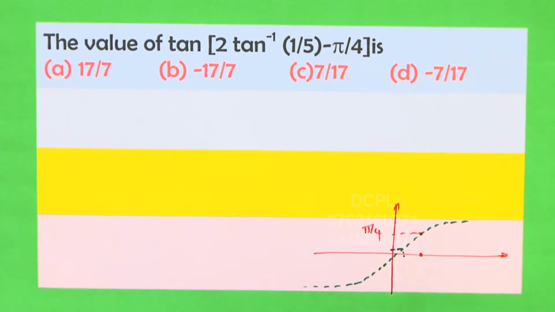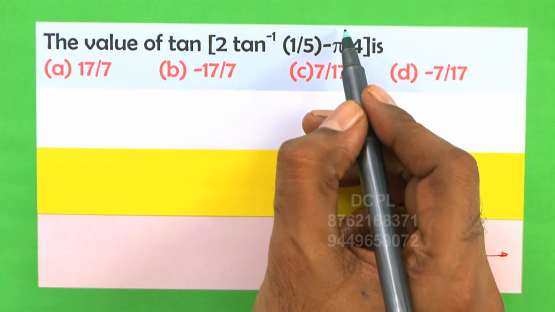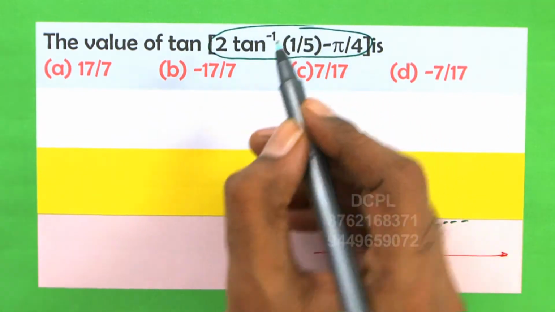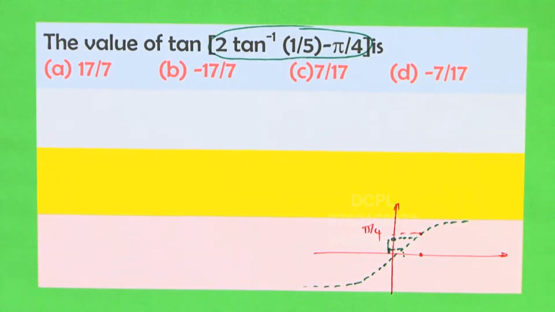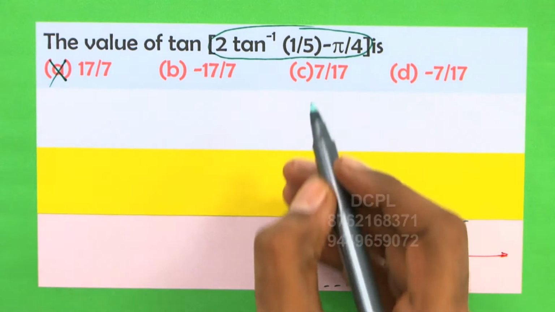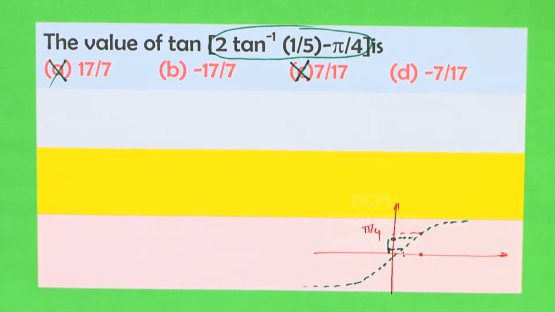Right? 2 times tan inverse of 0.2 should be a number somewhere here. Twice of this. If you call this as p, this will be 2p. No doubt it will be lesser than pi by 4. This clearly says this complete part is negative. Tan of a negative number should be a negative number. Therefore, A is ruled out and C is directly ruled out.